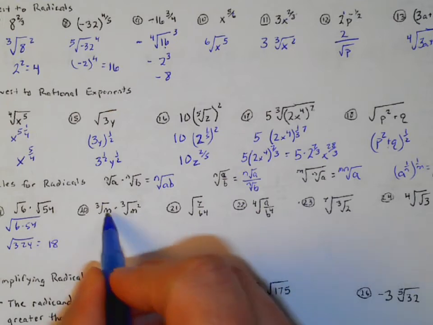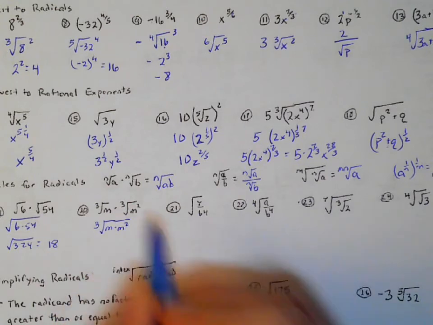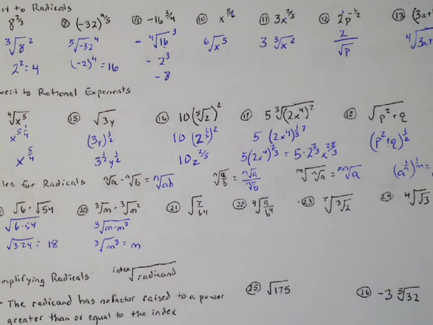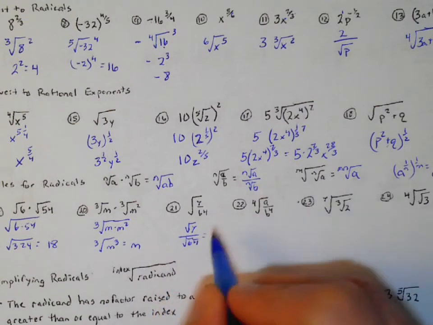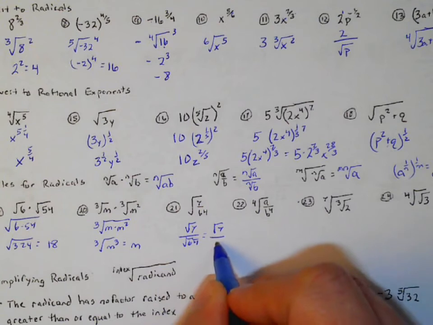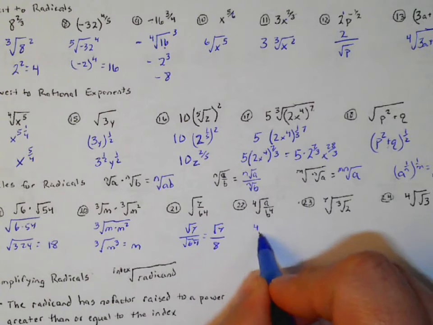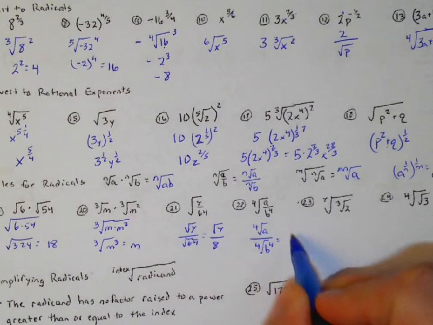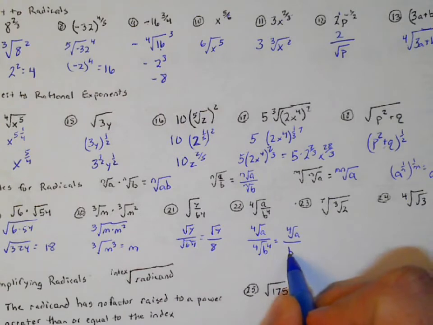These are both cube roots, so I can combine them together. m times m squared, which is the cube root of m to the third, and they cancel out to give you m. This would be the square root of 7 over the square root of 64. Square root of 7 doesn't simplify, but the square root of 64 is 8. This would be the fourth root of a divided by the fourth root of b to the fourth. That doesn't simplify, so that stays fourth root of a. And this fourth root and fourth power cancel to give you b.